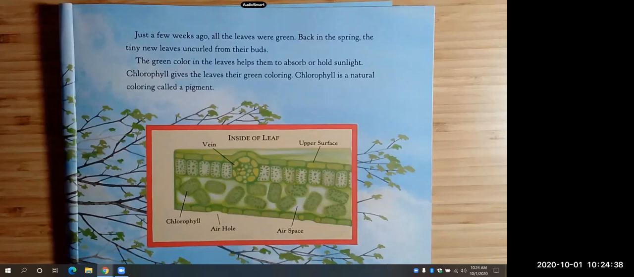Just a few weeks ago, all the leaves were green. Back in the spring, the tiny new leaves uncurled from their buds.